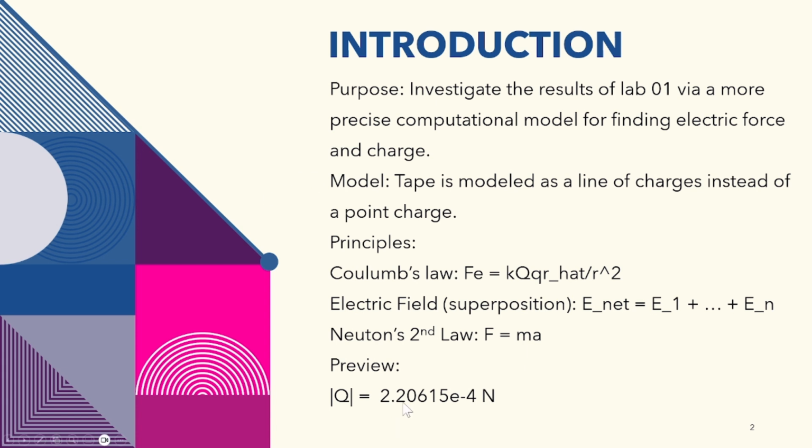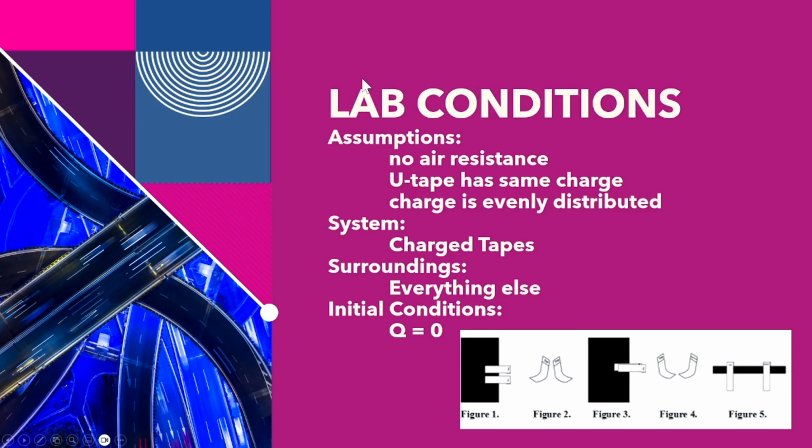And then preview. A preview of our results would be that the magnitude of Q is found to be 2.20615 times 10 to the negative fourth newtons. So that is the new charge that we get compared to the other one. Okay, so lab conditions. We are to assume that there is no air resistance, the tapes have the same beginning charge and end charge for that matter, and that the charge is evenly distributed amongst the entire length of the tape. The system is once again the charge tapes, and the surroundings are everything else. The initial conditions that we're going off of to simplify this model is that the initial charge of the two pieces of tape is 0.